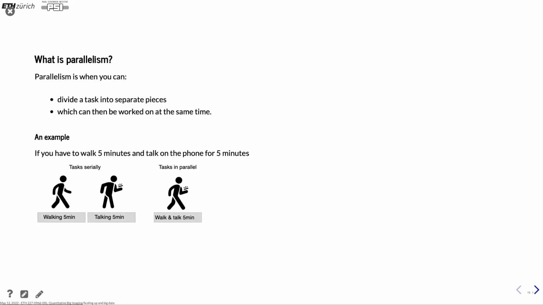So first, what is parallelism? Parallelism is when you can divide a task into several subtasks, and each of them can be worked on at the same time. The example is you want to walk for 5 minutes, and you also want to talk on the phone for 5 minutes. If you do these tasks in series, you first do the walking, and then you do the talking. Good. But it's not very efficient because it takes 10 minutes. If you could instead do this in parallel, you could possibly do walking and talking in 5 minutes. Maybe you slow down a little because you have to concentrate on what you're talking about, but you can definitely do it in less than 10 minutes.